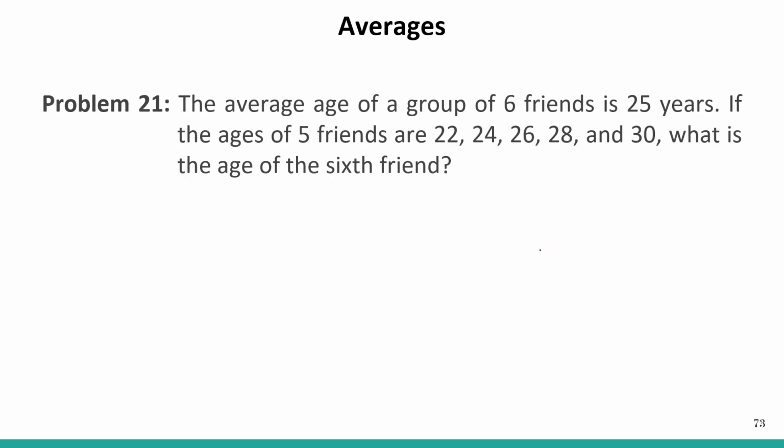Let's see problem number 21. The average age of a group of 6 friends is 25 years. If the ages of 5 friends are 22, 24, 25, 28, 30, what is the age of the 6th friend?